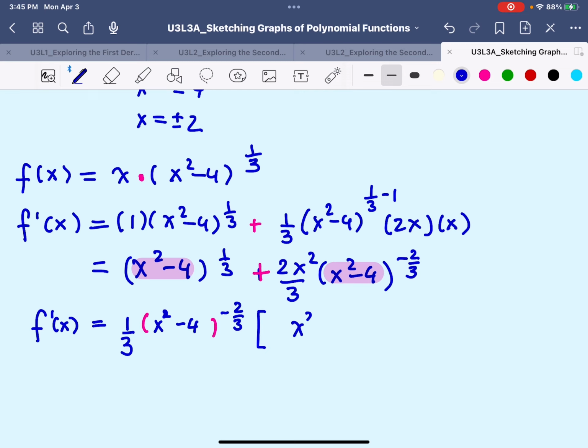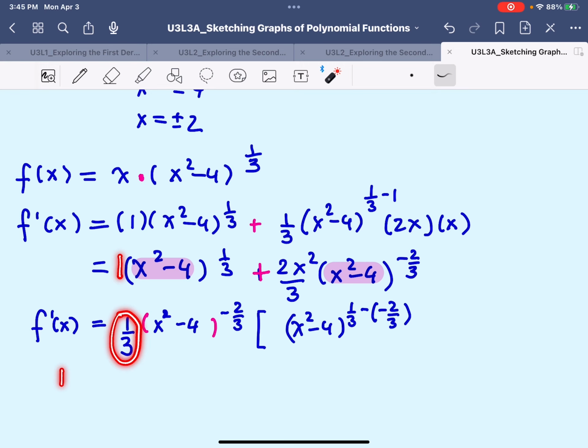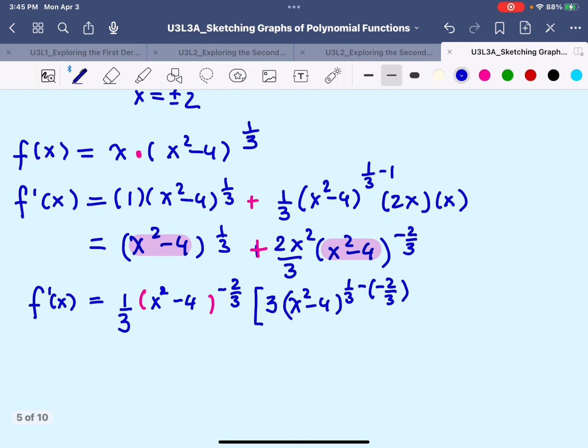So what that means is that we have to subtract the power that we have taken out. So subtract negative 2 over 3. And since we're taking out 1/3, it means that the coefficient of 1 must be divided by 1/3. So 1 divided by 1 over 3 equals 3. So we're going to write 3 here. And now you see when you multiply 1 over 3 by 3, we go back to a coefficient of 1 here. We have explained this before in class, but just a refresher again.